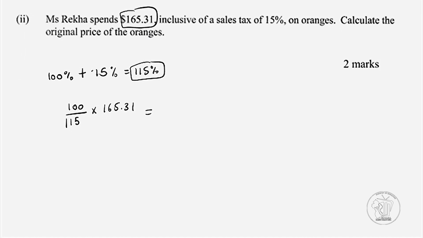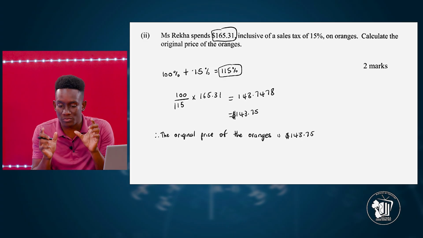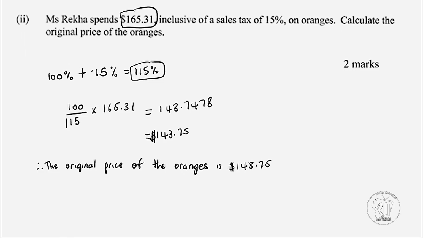So we'll have 100 multiplied by 165.31 divided by 115, and this will give us 143.7478. And since you're dealing with money, you can round this off to $143.75. So therefore we can say the original price of the oranges would be $143.75, and that would be the original cost. So remember, the 100% represents the original cost, 115 is the 15% that is added. So we just do the math and we'll get the answer there.